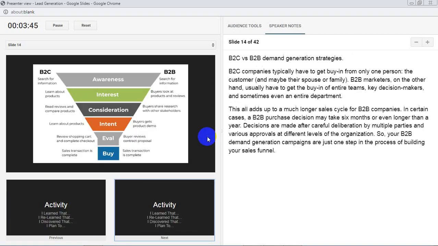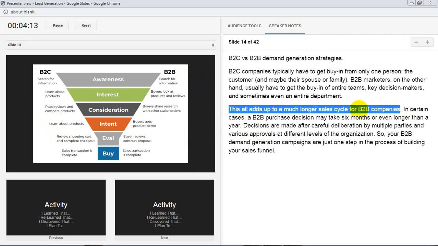B2C versus B2B demand generation strategies. B2C companies typically have to get buy-in from only one person, the customer, and maybe their spouse or family. B2B marketers, on the other hand, usually have to get the buy-in of entire teams, key decision-makers, and sometimes even an entire department. This all adds up to a much longer sales cycle for B2B companies.